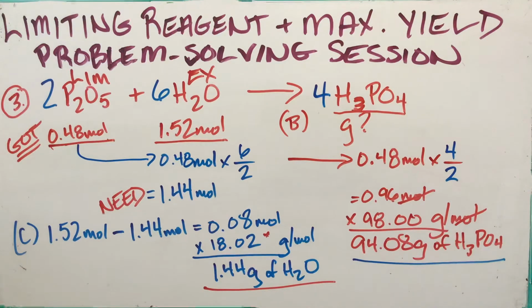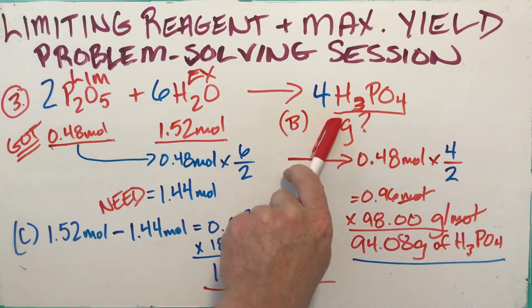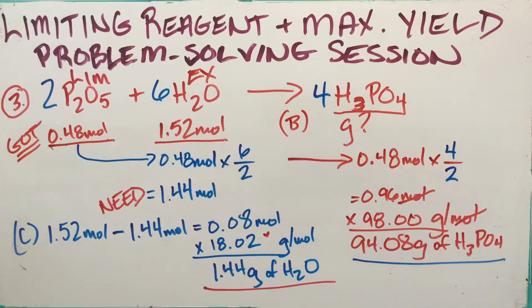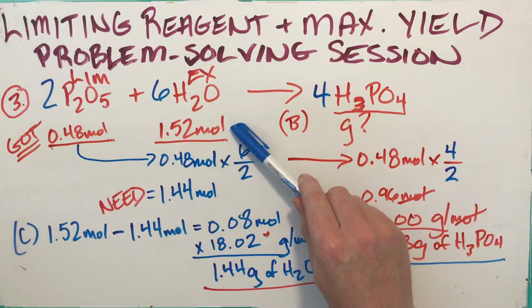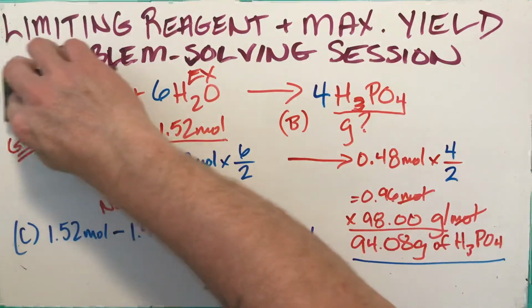Anyway, there's number 3 done. The limiting reagent was the P2O5. I used the moles that I had of the limiting reagent to figure out the maximum yield of the phosphoric acid. And then I used how much I had of the water, subtracted how much got used up in the reaction, found out how much water was left over, and converted that into mass, and it's 1.44 grams. Pause this, take a look at it, get it down. I'm going to set up our next problem.